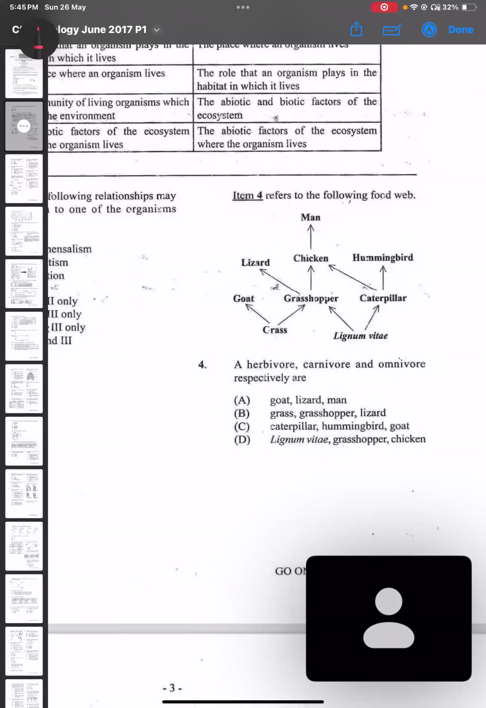the diagram. However, in the diagram, although we know the answer is A, the man is only seen eating chicken. So if you were supposed to use it based off of the diagram, you would think that the man is a carnivore, because you only see him eating chicken. And then C is the only other option, but we know that goats are herbivores. So the diagram itself is kind of shaky, but for 4, your answer would be A. Goat for herbivore, carnivore would be your lizard, and your omnivore would be man.